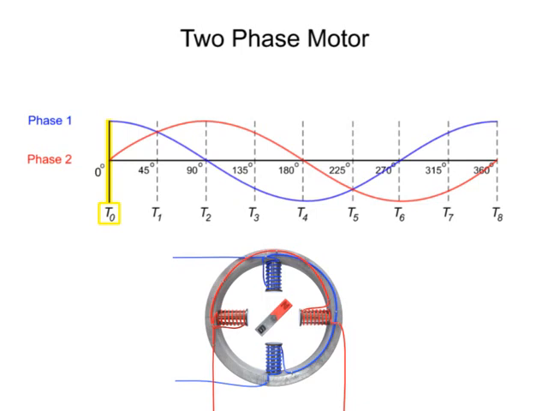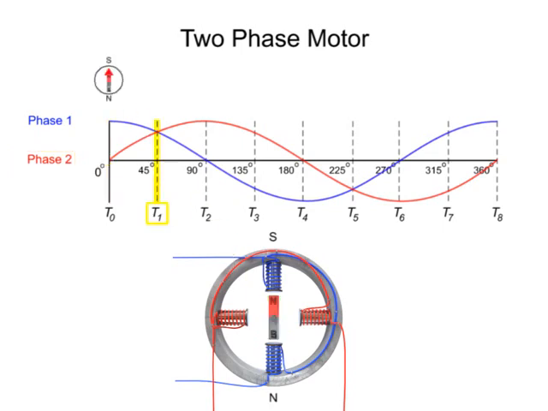At time 0, phase 1 produces maximum vertical magnetic flux, and the rotor aligns itself vertically with the stator poles. Because phase 2 provides no current flow to the stators, there is no horizontal pole on the rotor.